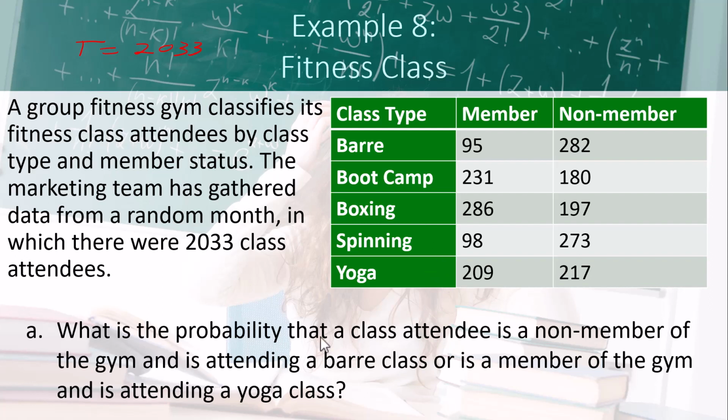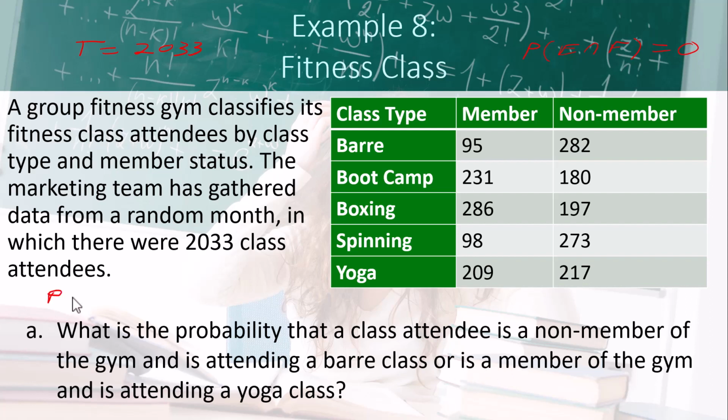What is the probability that a class is attended by a non-member of the gym and is attending a bar class, or is a member of the gym and is attending a yoga class? Now remember, all of these are mutually exclusive, so the intersection between any two events will be the empty set, and the probability of their intersection will always be 0.